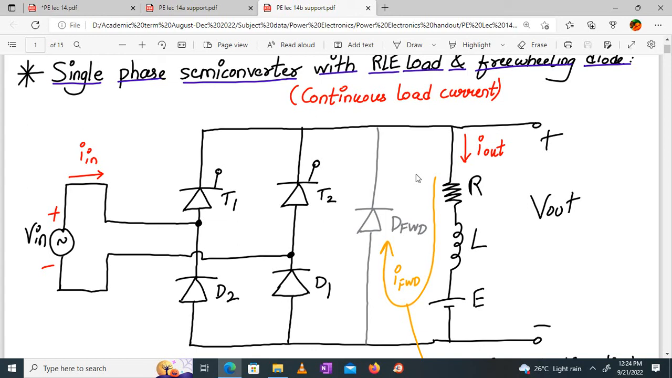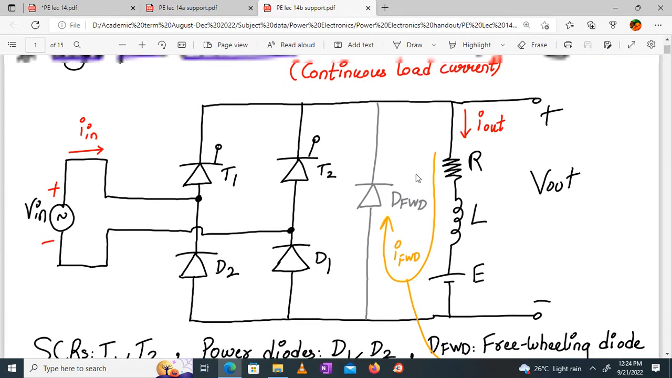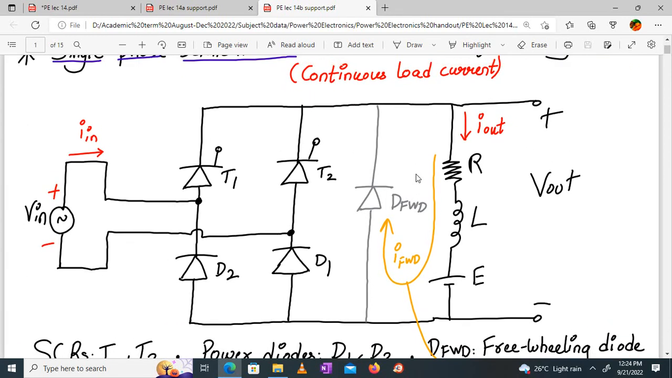Continuous load current. Can I start? DFWD is what? Freewheeling diode. It's a freewheeling diode. Just now, in the previous section, I've explained the role of a freewheeling diode. From pi to pi plus alpha it will turn on, and it will freewheel the energy. Same thing will happen over here.